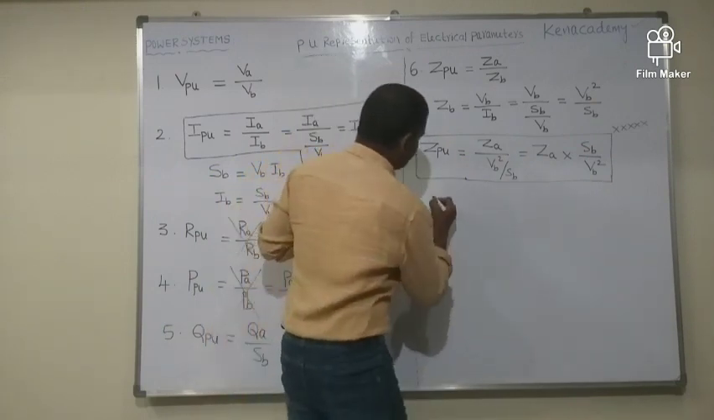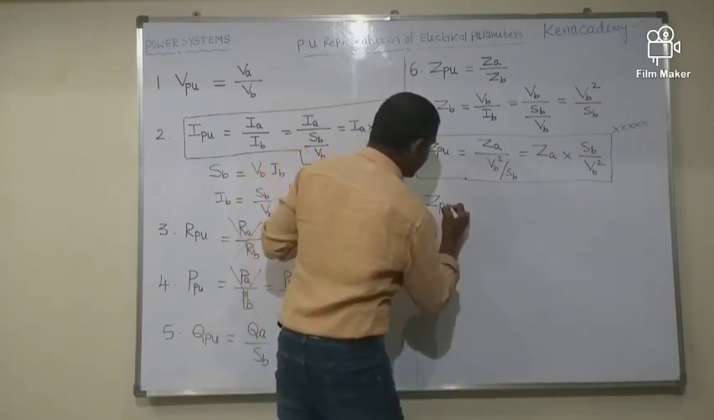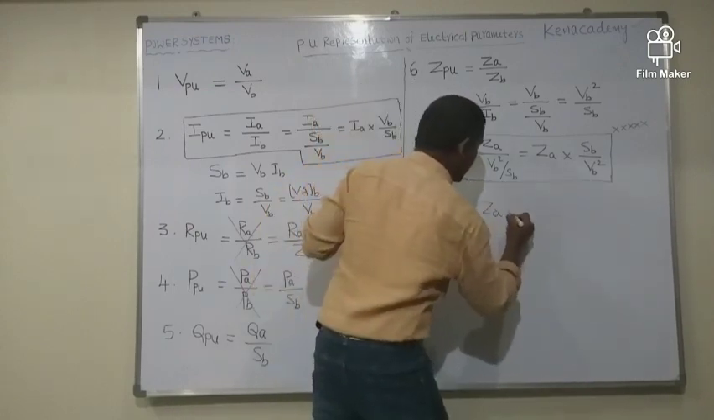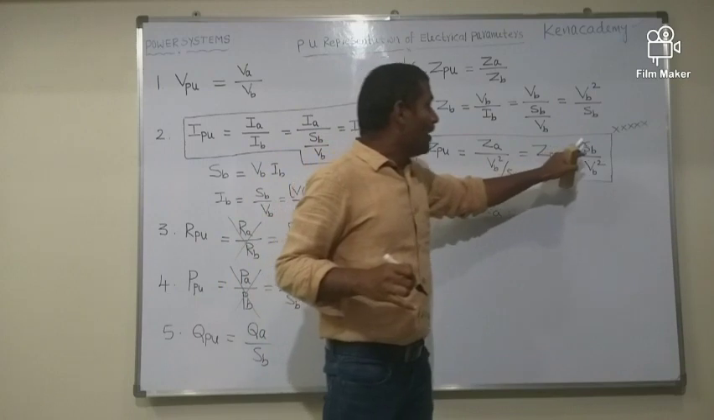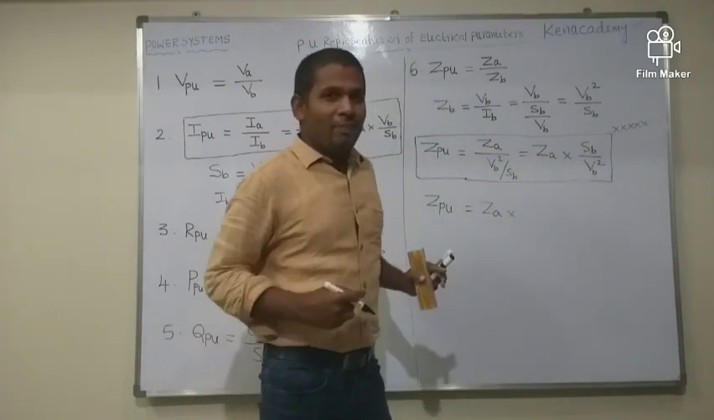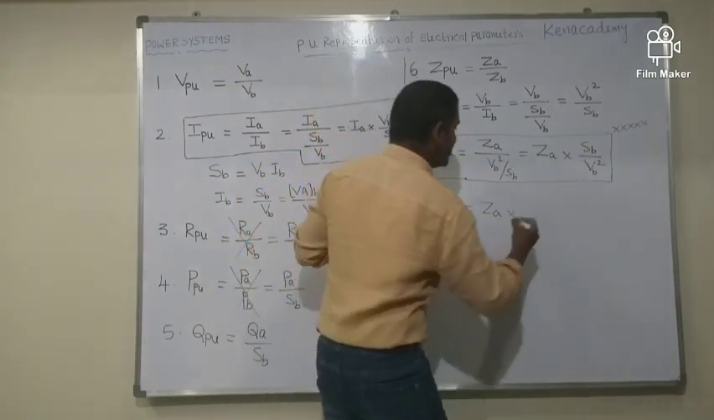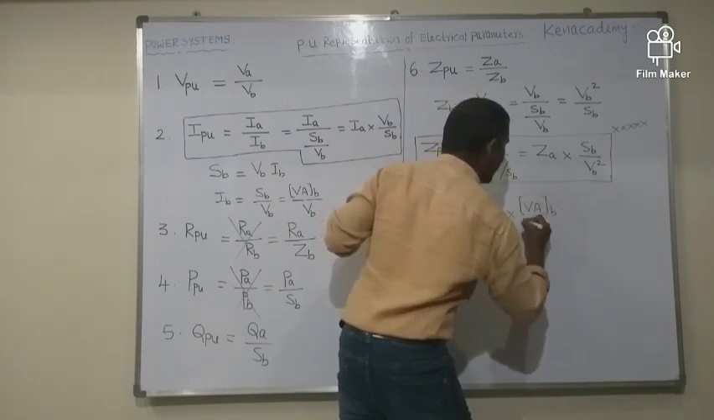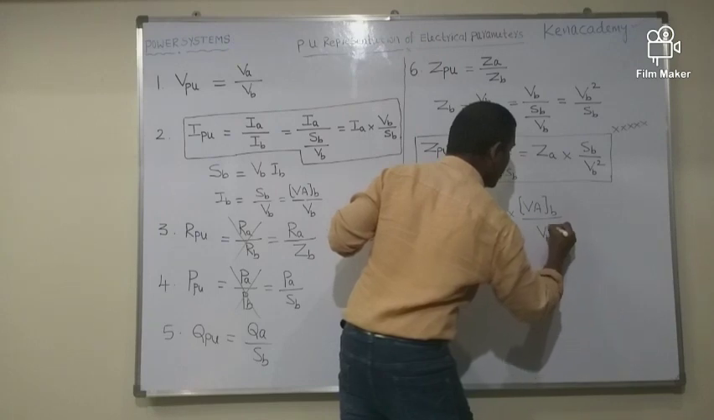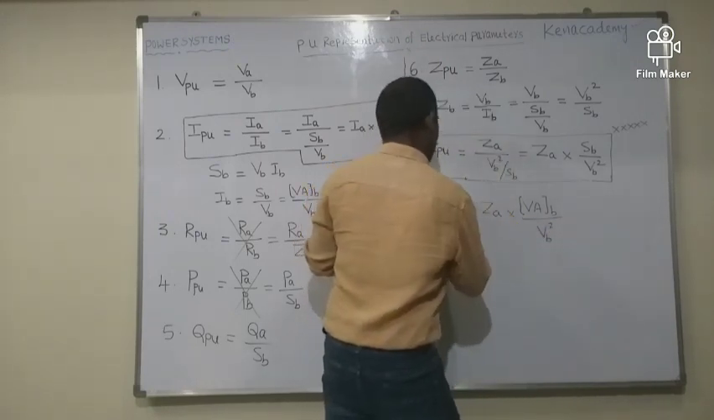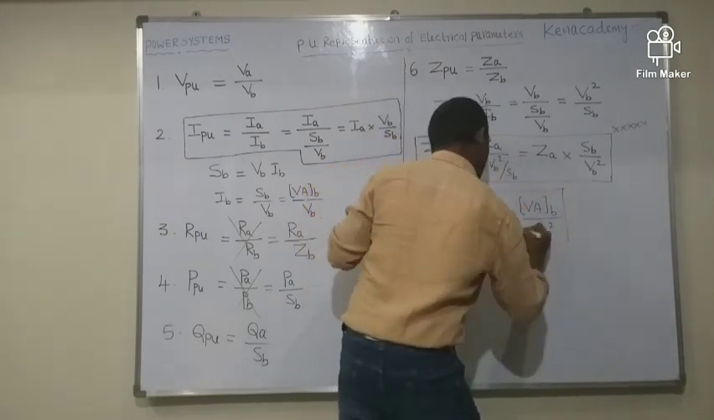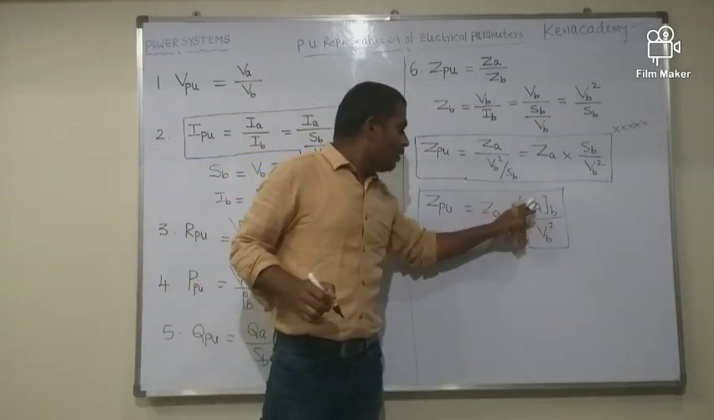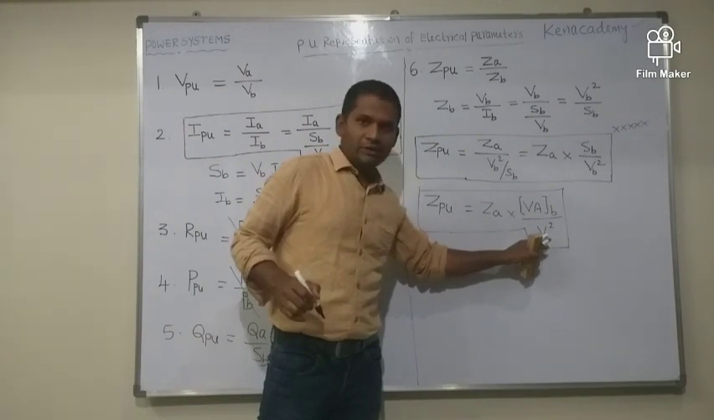But I told already, this formula you can also write like this. Z per unit equal to Z actual impedance into, what are the units of apparent power? Volt ampere. That is volt ampere, VA base. But like this also you can write. Same formula I am writing in terms of units. Here this is an important formula. Okay, here I am writing volt ampere and base voltage.